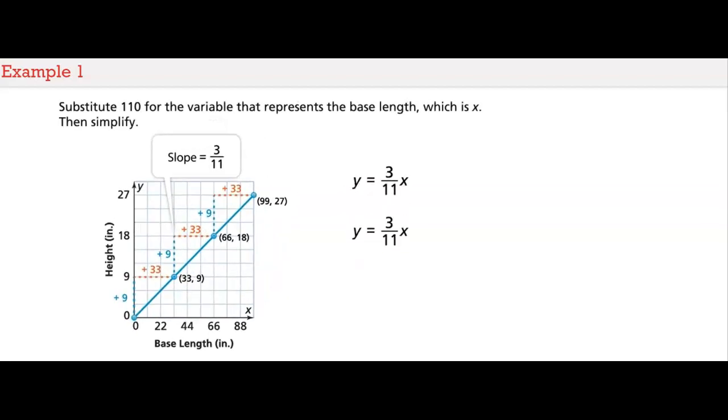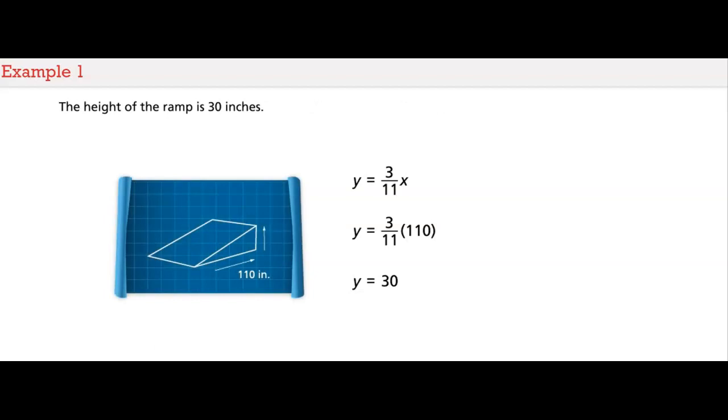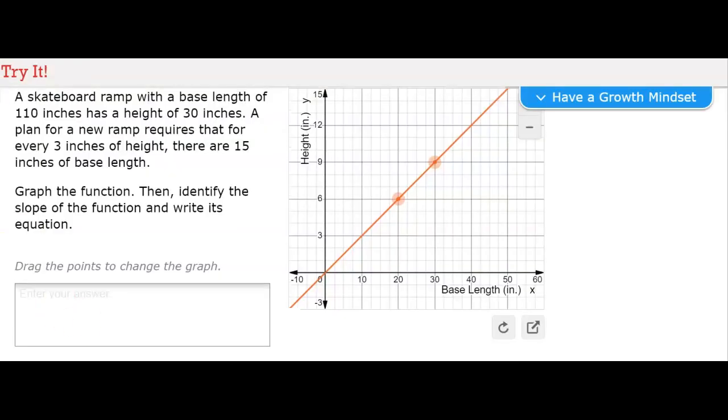Substitute 110 for the variable that represents the base length, which is x. Then simplify to find that y equals 30. Our results show that the height of the skateboard ramp is 30 inches when its base length is 110 inches. A skateboard ramp with a base length of 110 inches has a height of 30 inches.